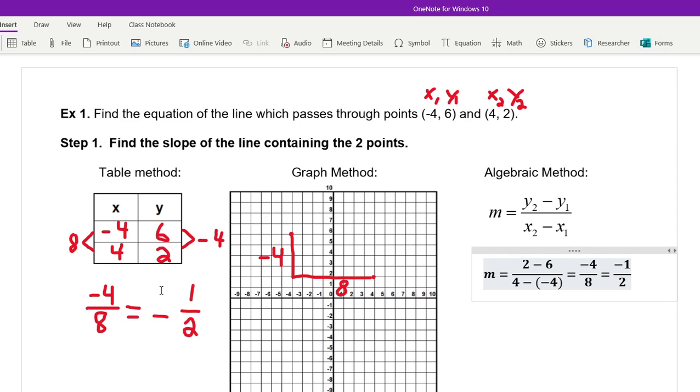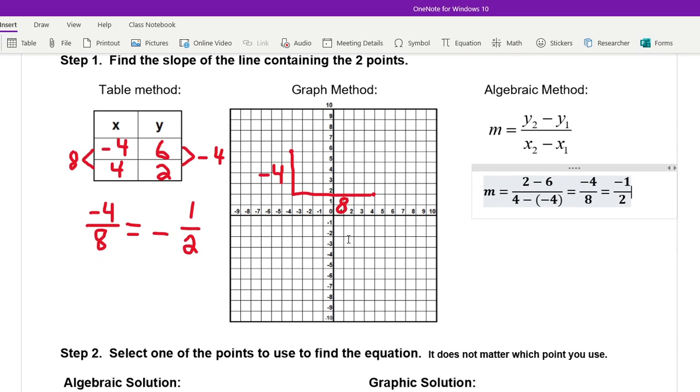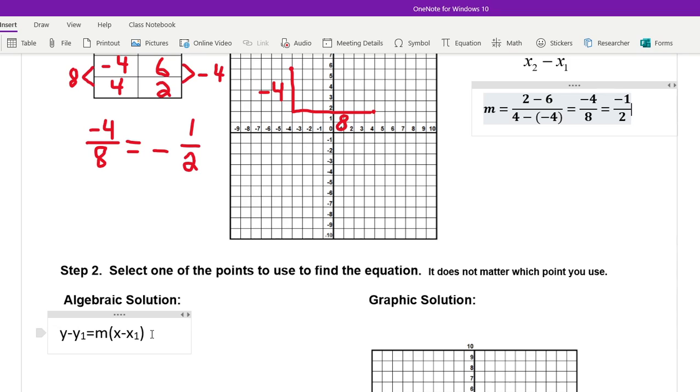So these are the 3 different ways that we can solve for slope using a table, the graph, or algebraic method when given 2 points. After we create the slope, this goes to our last lesson where we had a point, in this case we have 2 that we can choose from, and a slope. So we can use that idea to fill out an algebraic expression using the point-slope formula.